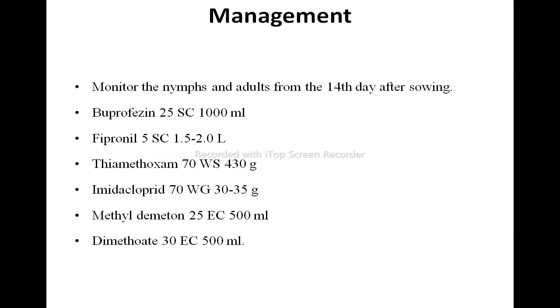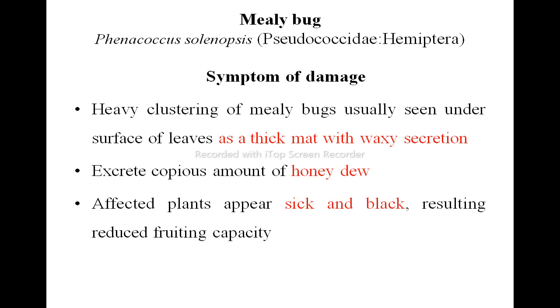Management means how can we manage the thrips. Thrips is the insect that comes first in the cotton crops. We can see its attack after 14 days after sowing. And for the management of thrips, we should use these insecticides: buprofezin, same as in the whitefly, fipronil, thiamethoxam, imidacloprid, methyl demeton, and dimethoate. Dimethoate is an organophosphate, which in the market we can purchase by the name Rogor.